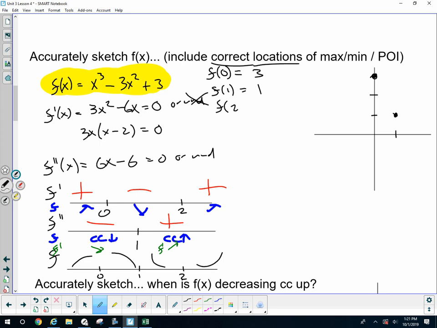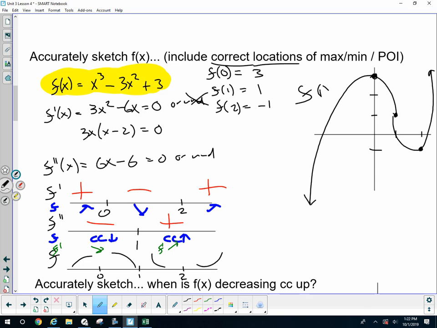If I plug in 2, 8 minus 12, negative 4 plus 3 is negative 1. That is the location of my relative min. I got 3 points. It looks like they should be connected in a linear way, but we know that's not true. We know I'm going to be increasing concave down until 0. Then from 0 to 1, my shape is decreasing concave down. From 1 to 2, decreasing concave up. And then after 2, it's increasing concave up.